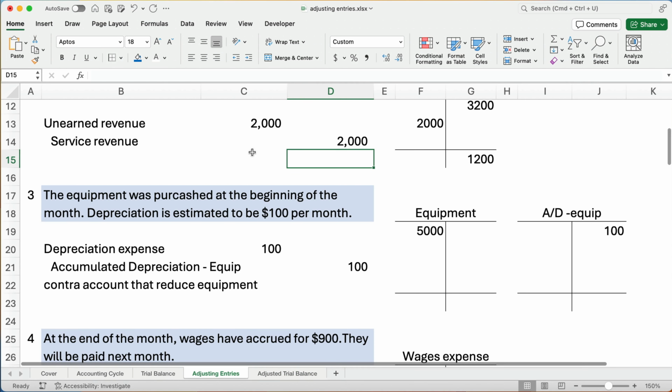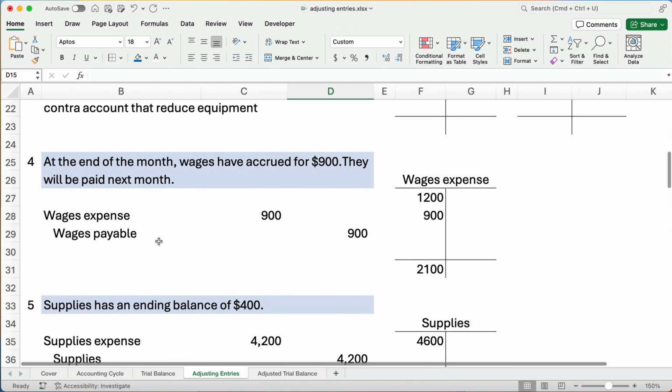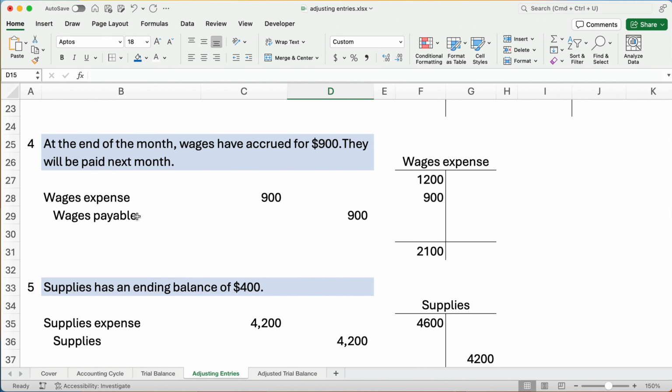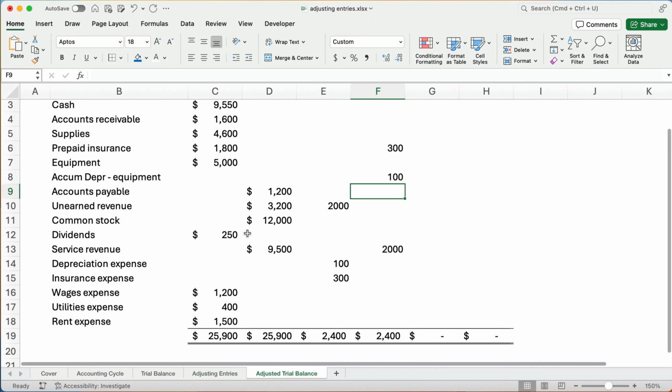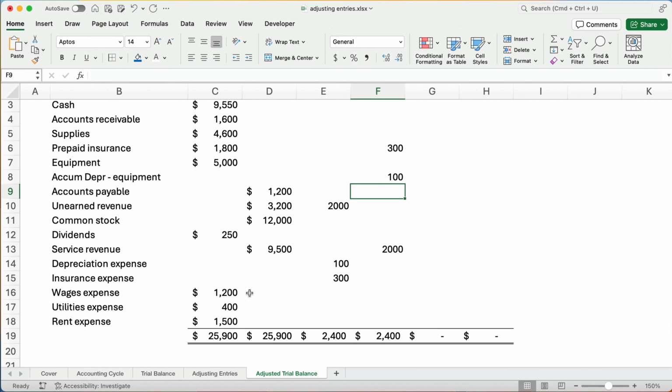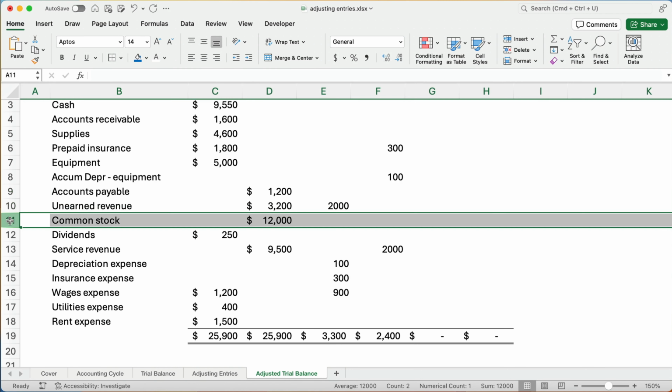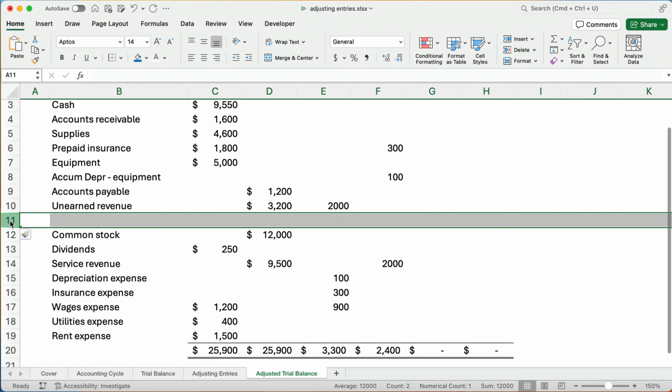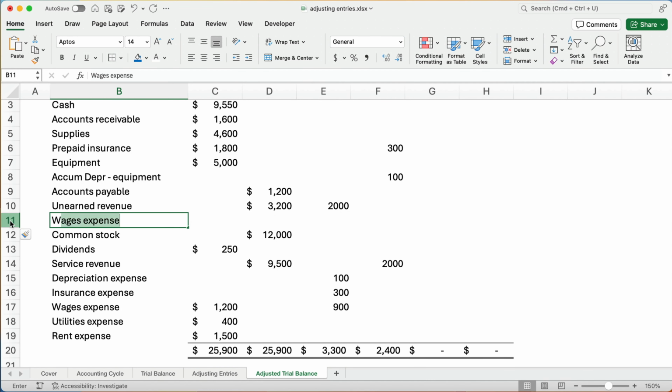Our next one here, we've done the first three. We have two more to do. We have wages expense and wages payable, $900. I already have wages expense right here, so I'm going to add $900 to that. And wages payable up here, we have two liabilities. So I'm going to put another row in. So wages payable, and it's going to be for $900. That's another liability that we have.